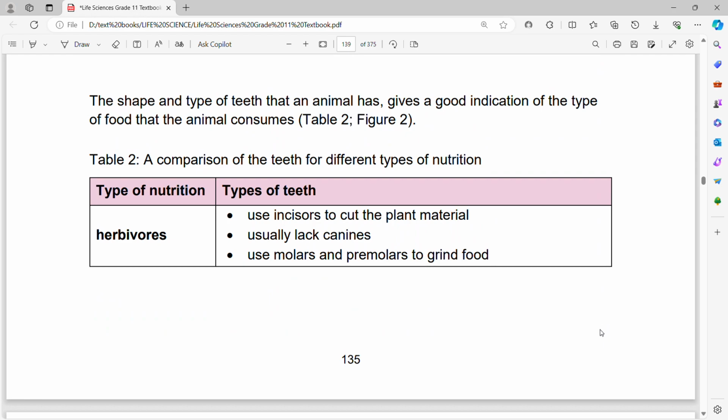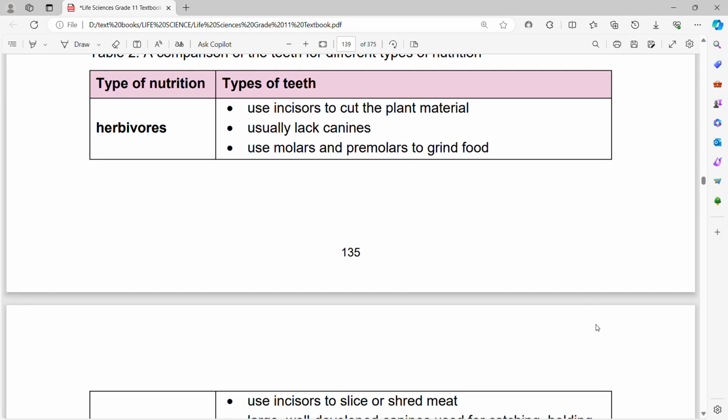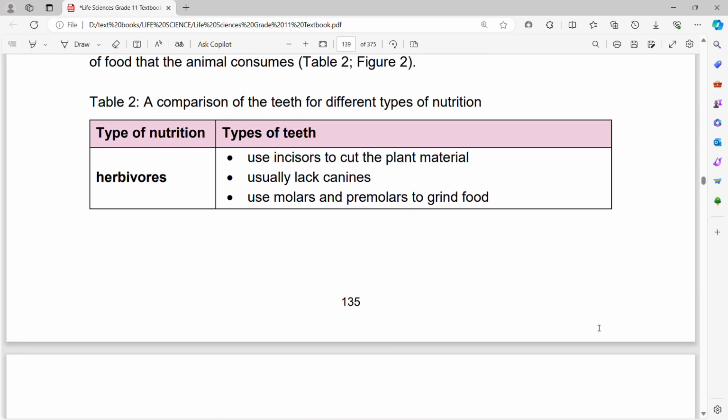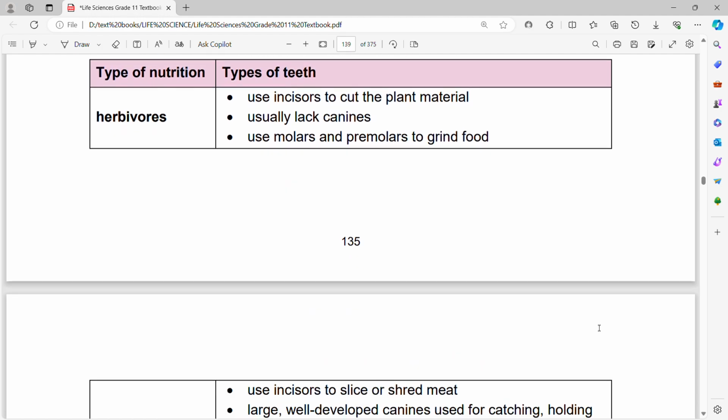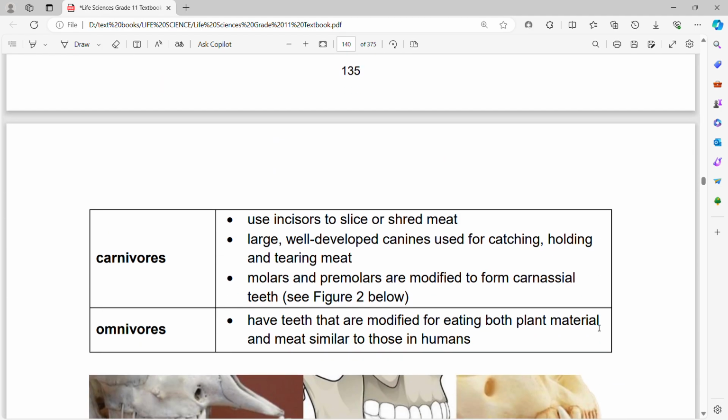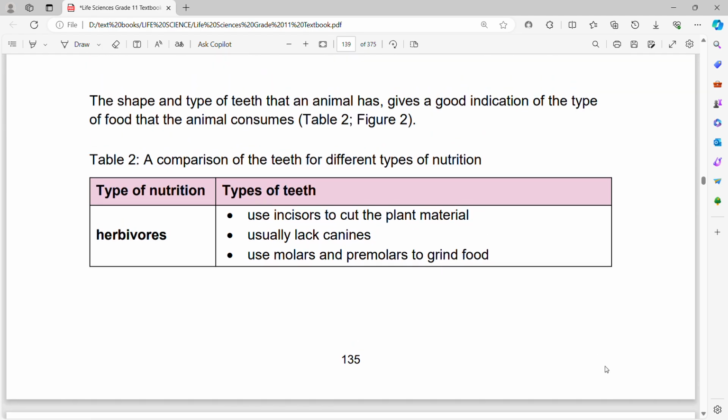The shape and types of teeth that an animal has give a good indication of the type of food that animal can consume. So your teeth shape will tell you what type of food you consume or is required for your body. Now a comparison of teeth for different types of nutrition. So let's see, those animals which are herbivores, what type of teeth will they have? The carnivores and omnivores, what type of teeth will they have, because teeth differ based on the types of nutrition.